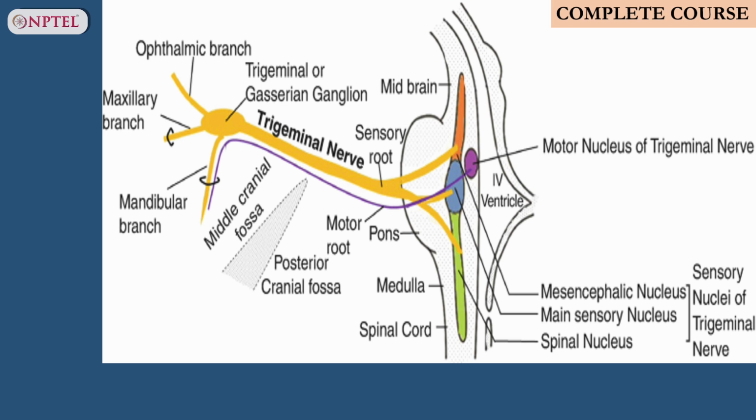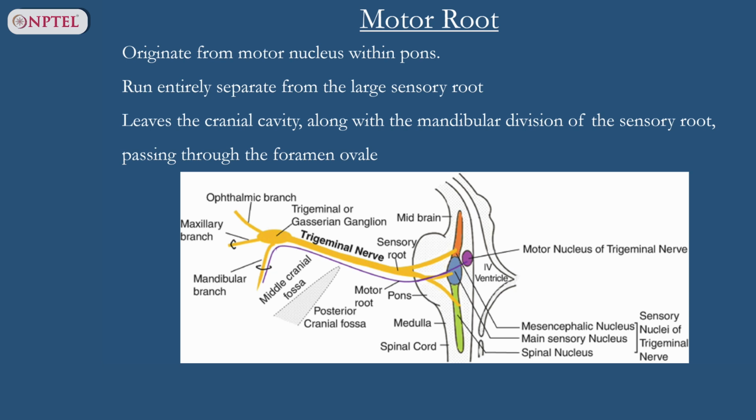This is a pictorial image of the trigeminal nerve, its relation with the nuclei and all the 3 peripheral branches, namely the ophthalmic, maxillary and mandibular divisions. The motor root originates from the motor nucleus within the pons. It runs entirely separate from the large sensory root. It leaves the cranial cavity along with the mandibular division of the sensory root, passing through the foramen ovale. After coming out of the foramen ovale, the joint sensory and motor roots are known as the mandibular trunk.